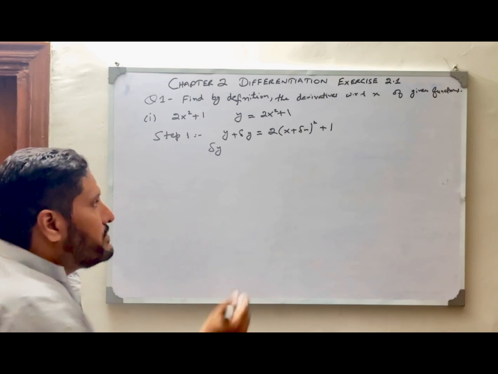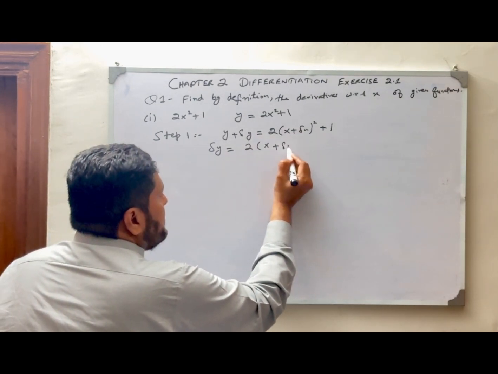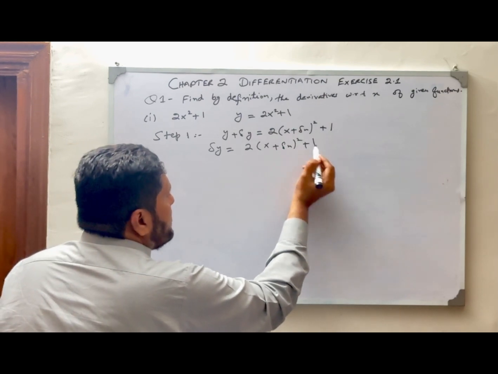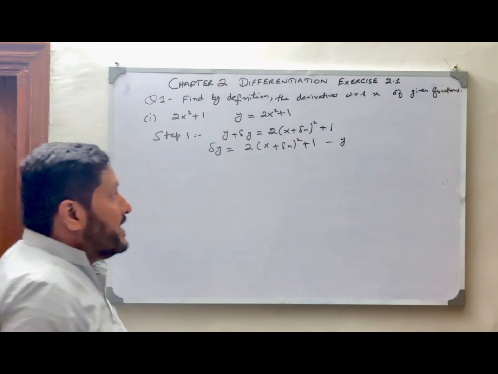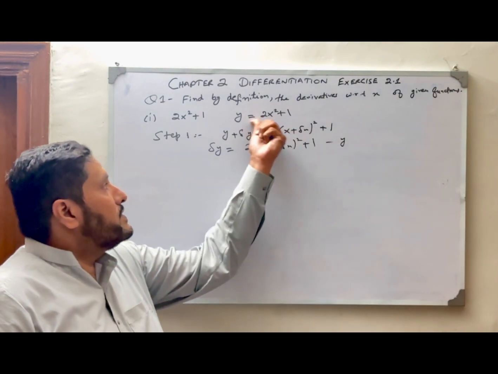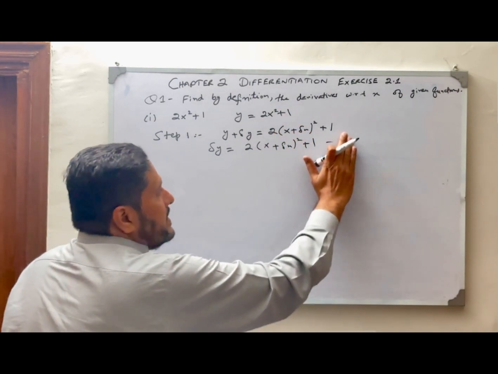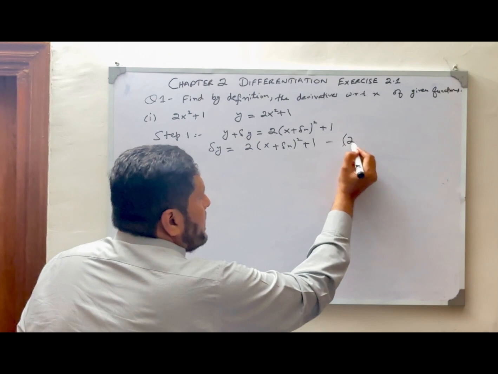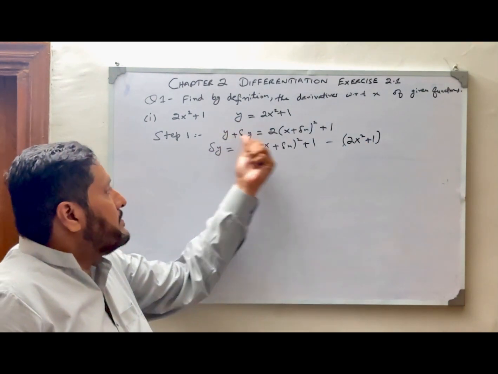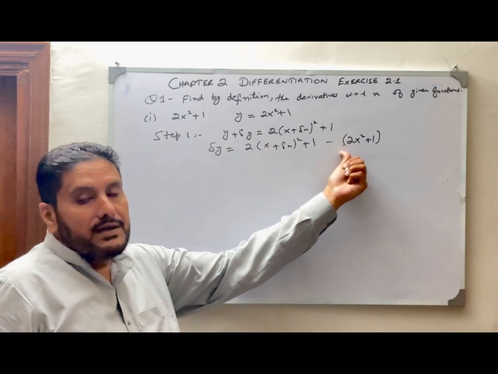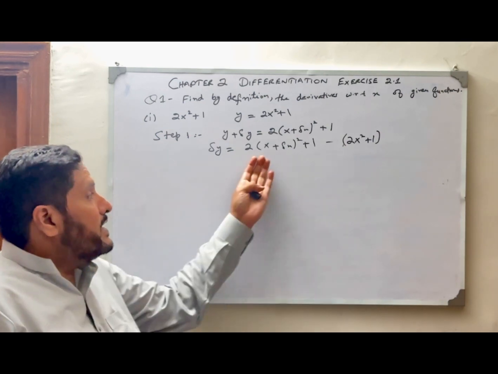So our delta y is equivalent to 2 into x plus delta x whole square plus 1, and this y will become minus y on the other hand side. And now in place of this y we have to put the value of the function, that is equal to 2x square plus 1. So I am writing this value 2x square plus 1 in place of this y, that will be moved from the left hand side to the right hand side, and that will become negative.